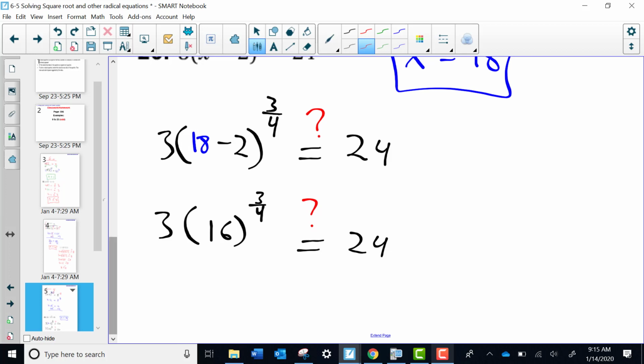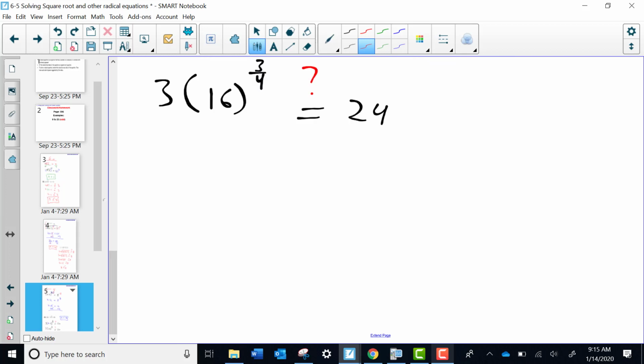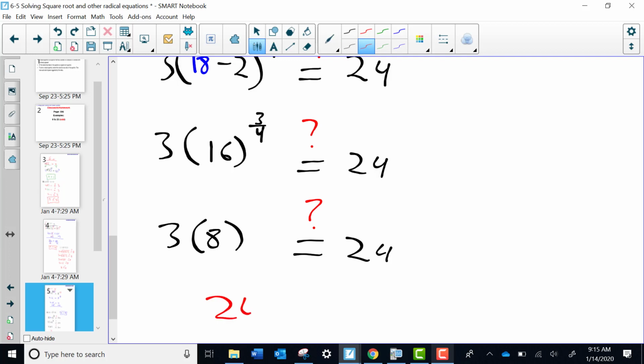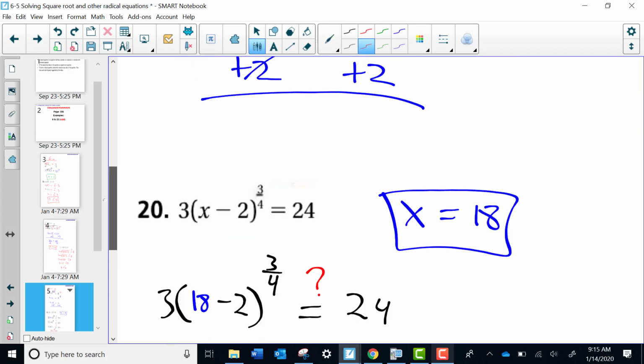So tell me what 16 raised to the 3/4 power is. Somebody throw that into your calculator, please. It's 8. So this is 3 times 8. And as you can see, 3 times 8 is, in fact, 24. So it checks out. The answer is x equals 18.